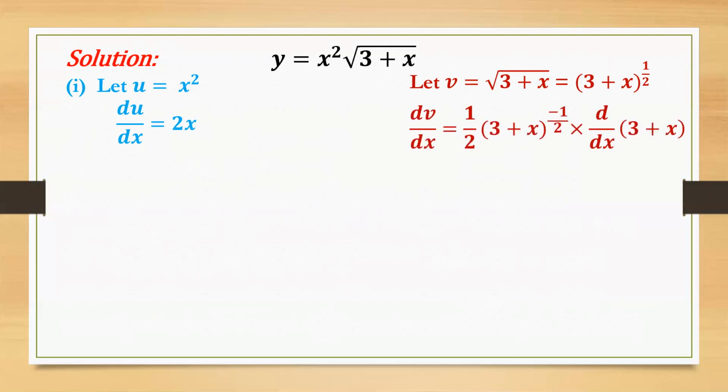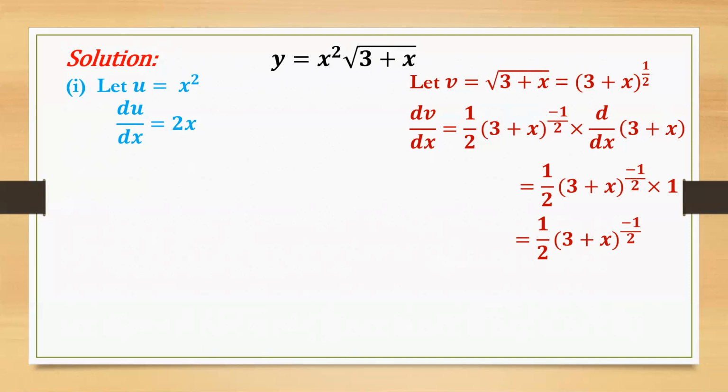So dv by dx will be half into 3 plus x to the power of minus half times the derivative of the bracket, that is 3 plus x. So you bring down the power, you decrease the power by 1, and you multiply by the derivative of the bracket. When you differentiate the bracket here, it is 1. So the expression for dv by dx will be half into 3 plus x power minus half.